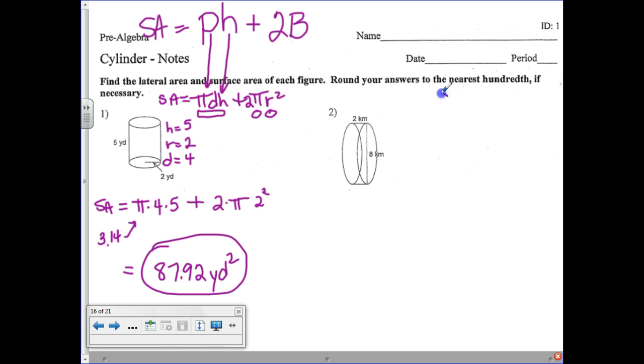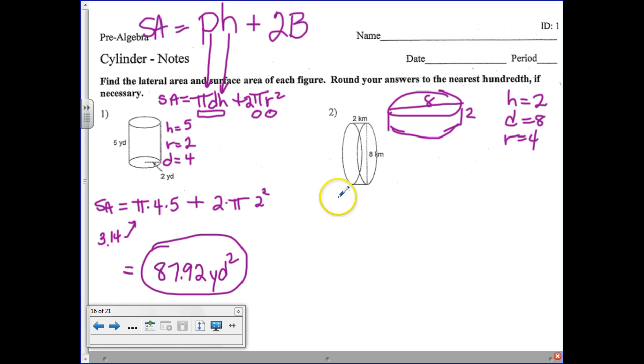Now if you have trouble like me, and if you need to redraw this so that it's sitting on its base instead of sideways, go ahead and do that. The 2 here is actually your height. 8 is the diameter. So height is 2, diameter is 8, and that means my radius is 4. All right, so here we go.